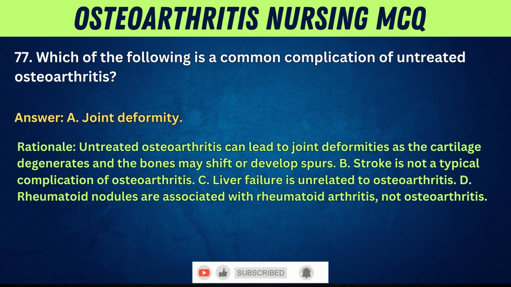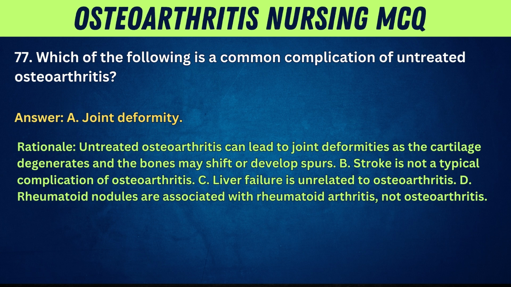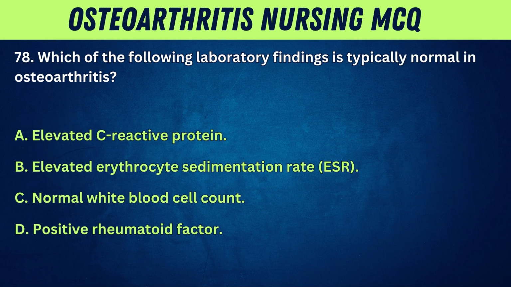B. Stroke is not a typical complication of osteoarthritis. C. Liver failure is unrelated to osteoarthritis. D. Rheumatoid nodules are associated with rheumatoid arthritis, not osteoarthritis. 78.